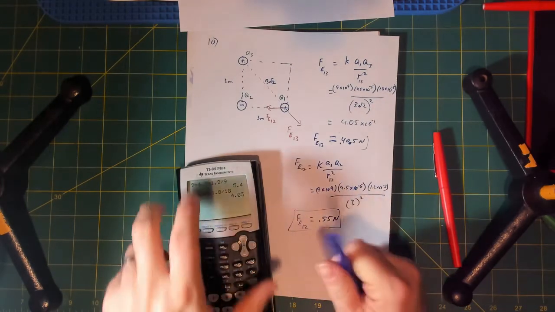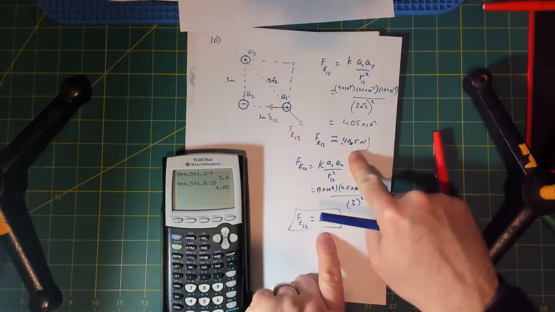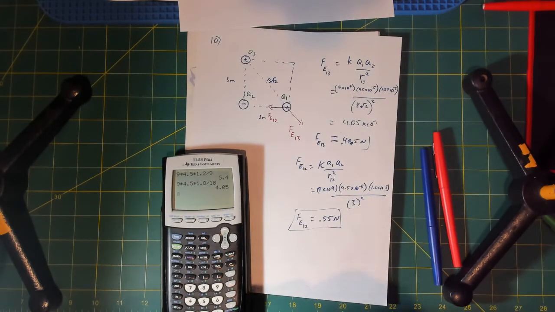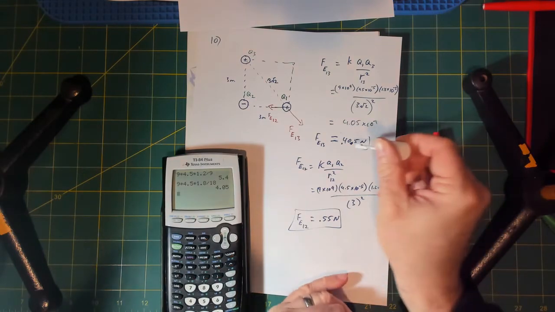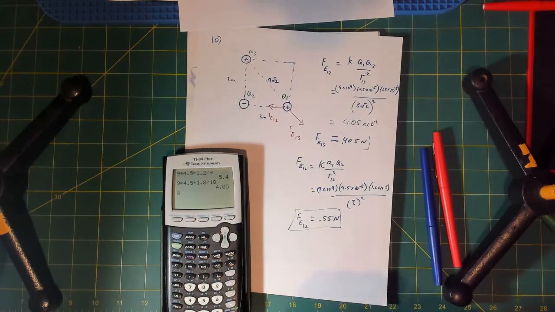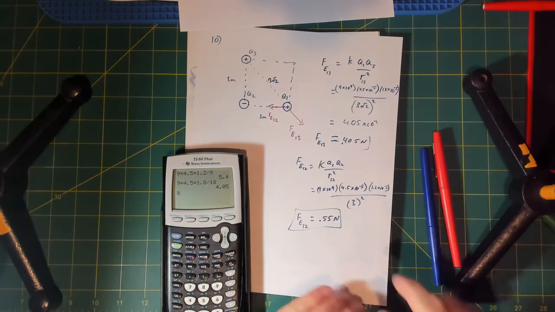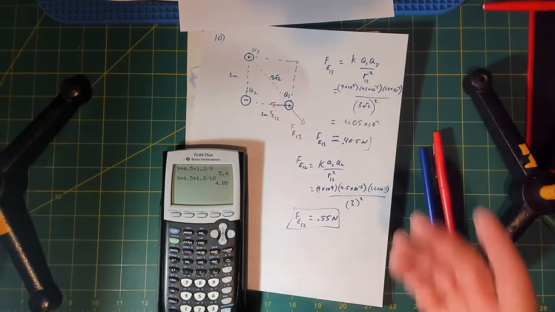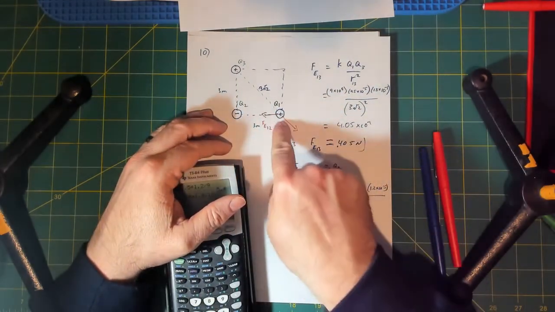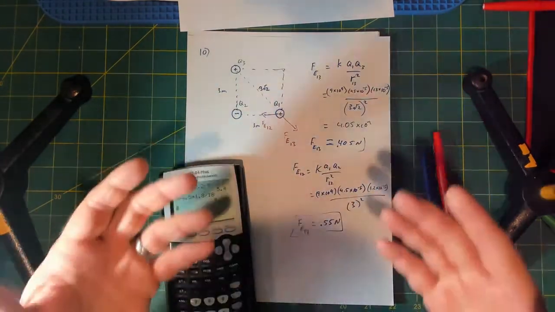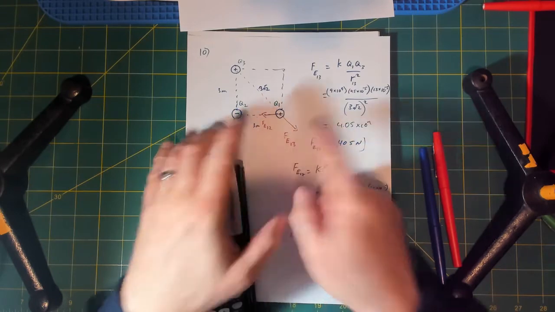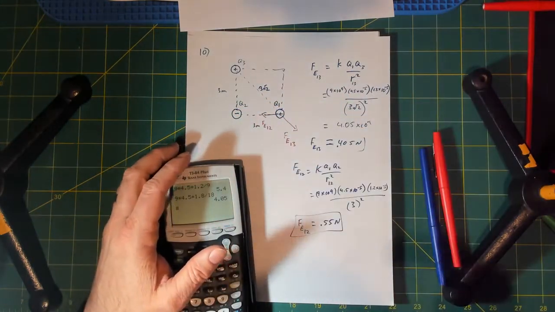Okay, so I found those two. So these are the values for those two forces. Now I know how big this diagonal force is here. I know how big this horizontal force is here. Now, how do I find the total? I need to add those vectors together. And the key part, these are arrows I'm adding together.